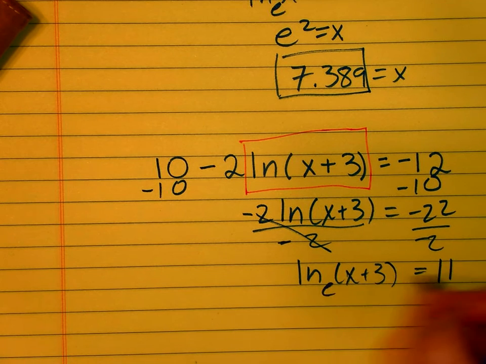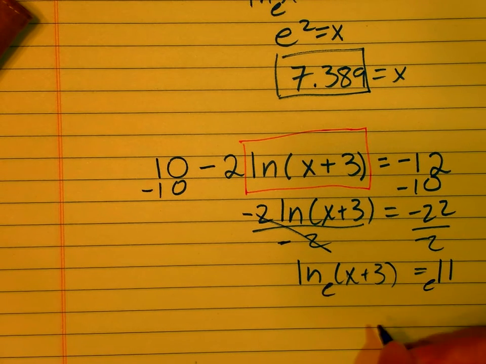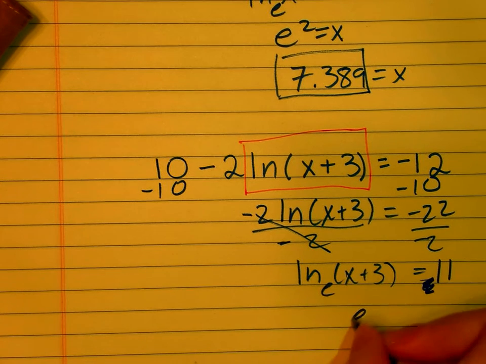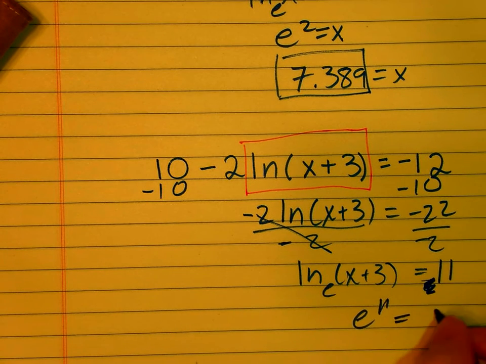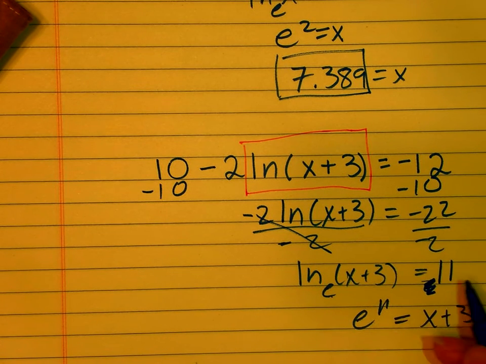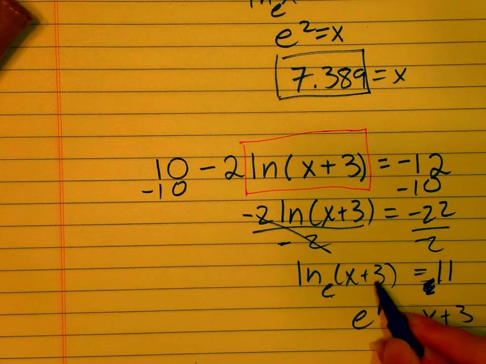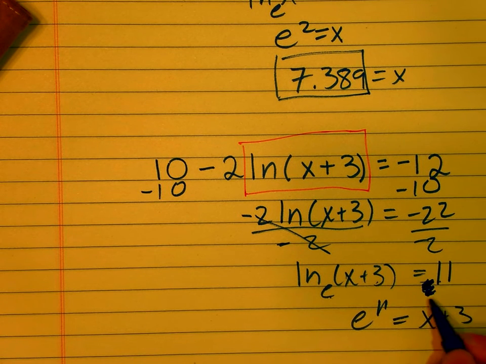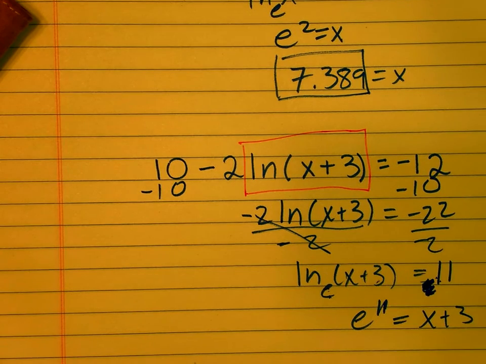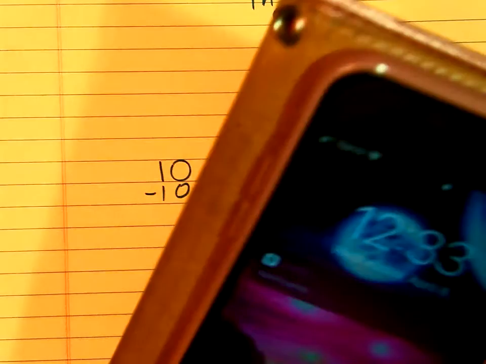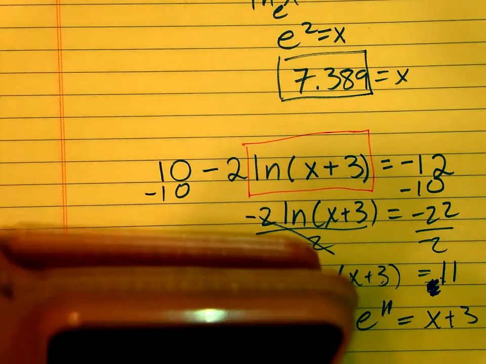Now again, this is like base e, so then I get e to the 11th equals x plus 3. First, last, middle. I was kind of jumping the gun there by writing an e right there, but again, we're thinking of it as base e. So e to the 11th power equals x plus 3. So e to the 11th is what? I have no idea what that is, nor do I expect you to necessarily know.